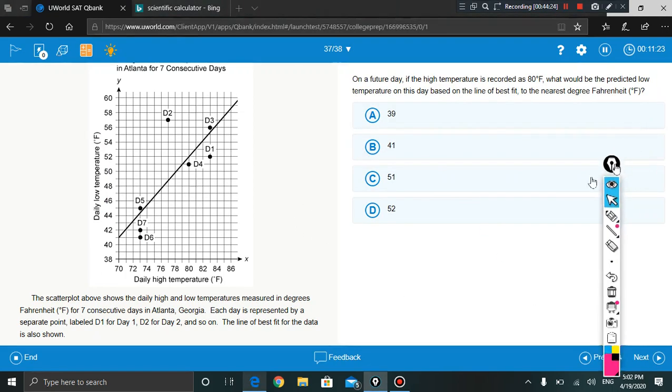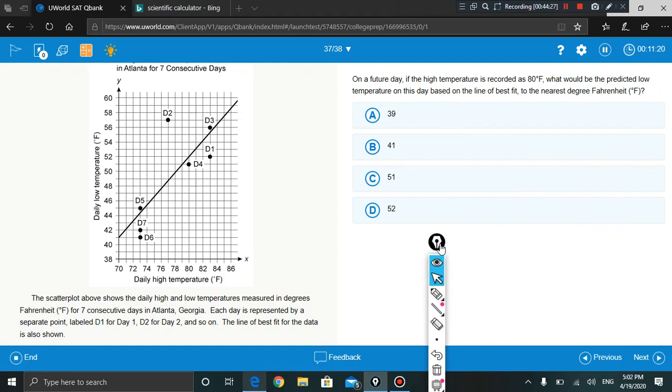Question 37, on a future day. Okay, so it's saying if the high temperature is recorded as 80, what would be the corresponding low temperature according to the line of best fit? So, sorry about that, guys. We're drawing a line from about right there, and we're just going horizontally this way, roughly. Get the point, right? It's 52. Yeah, it's 52, guys. The answer is D.